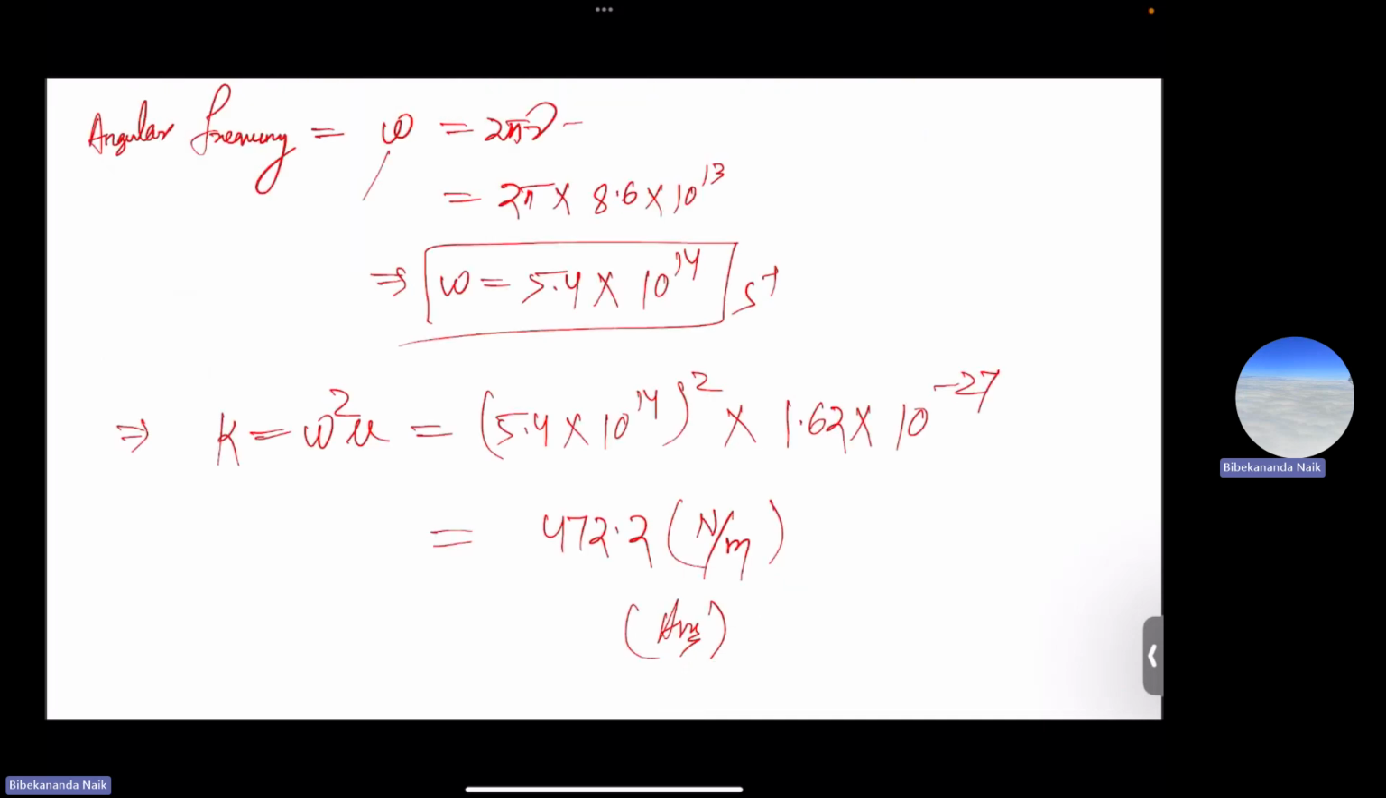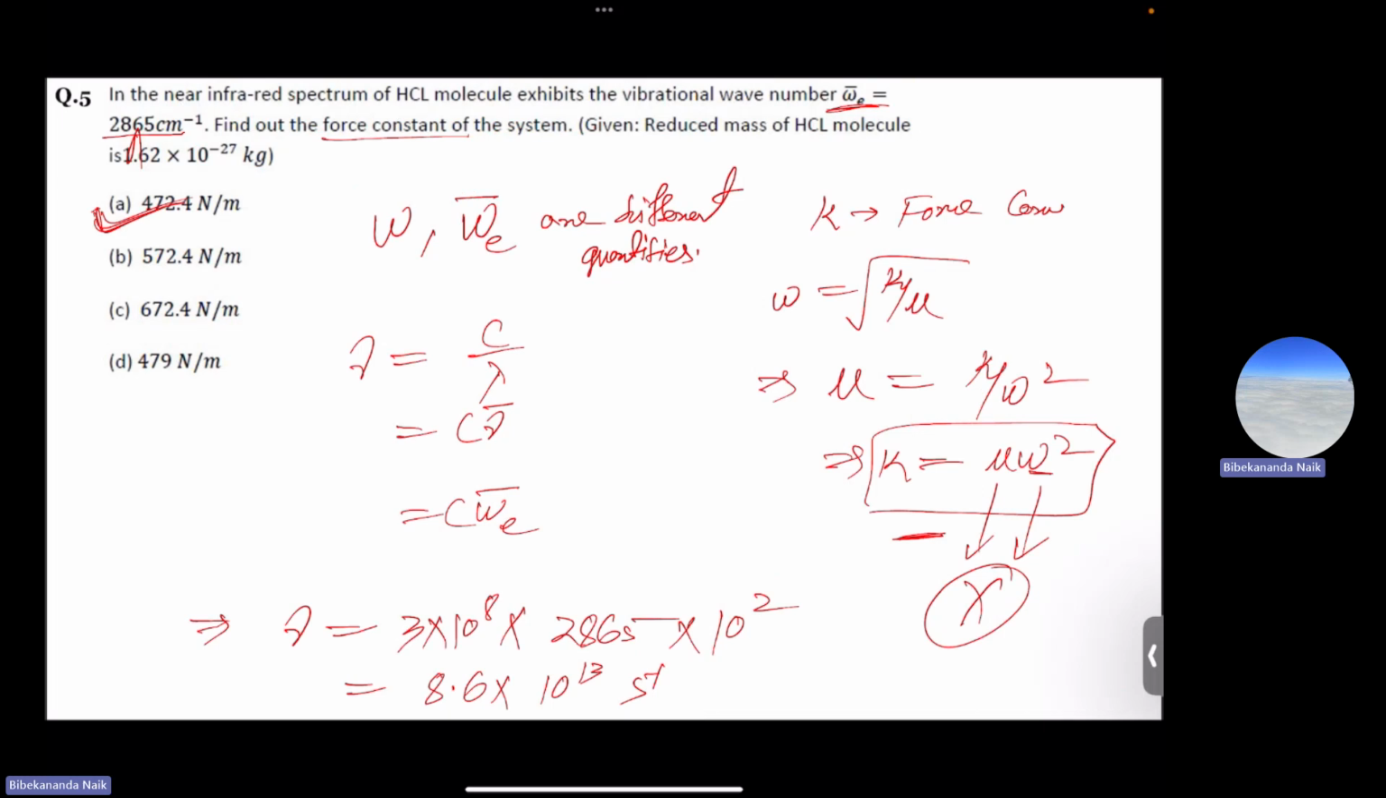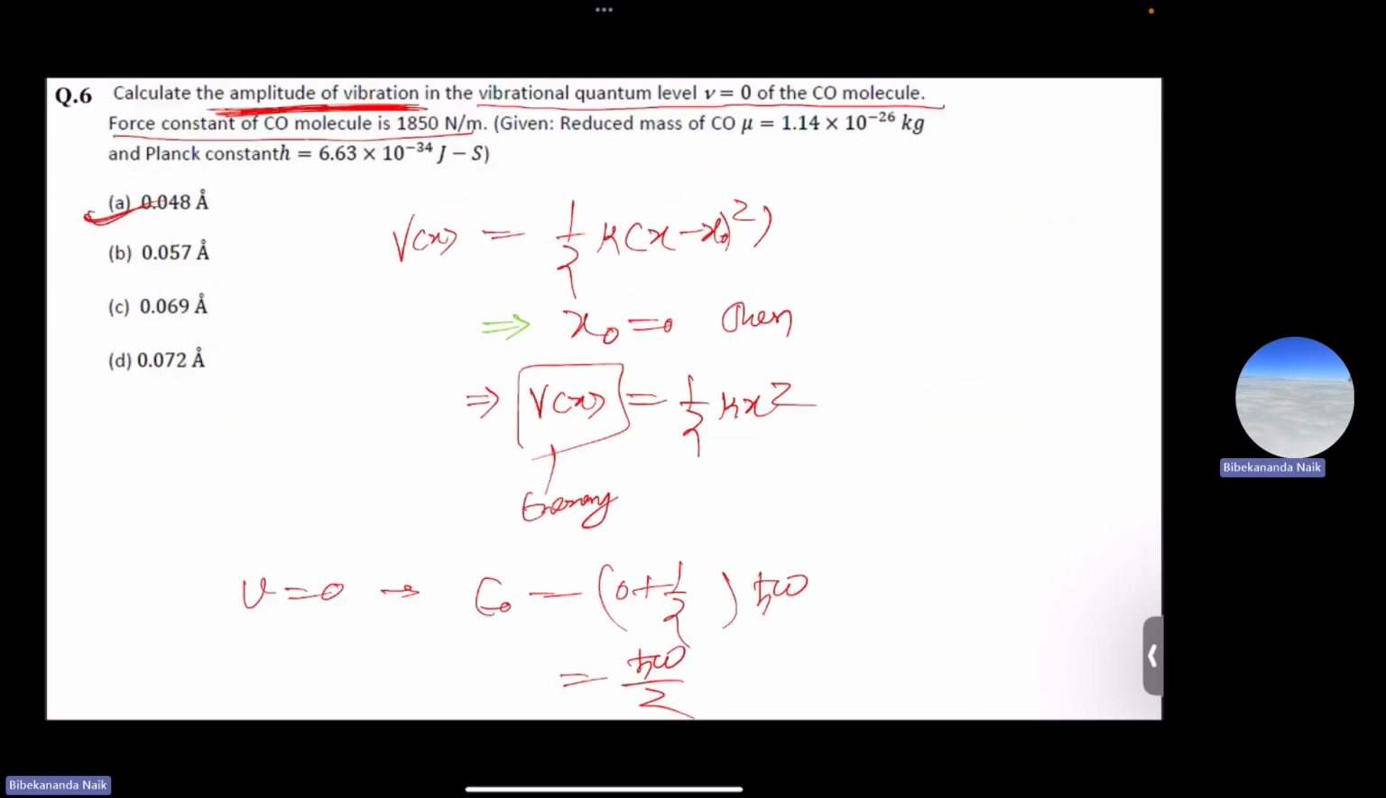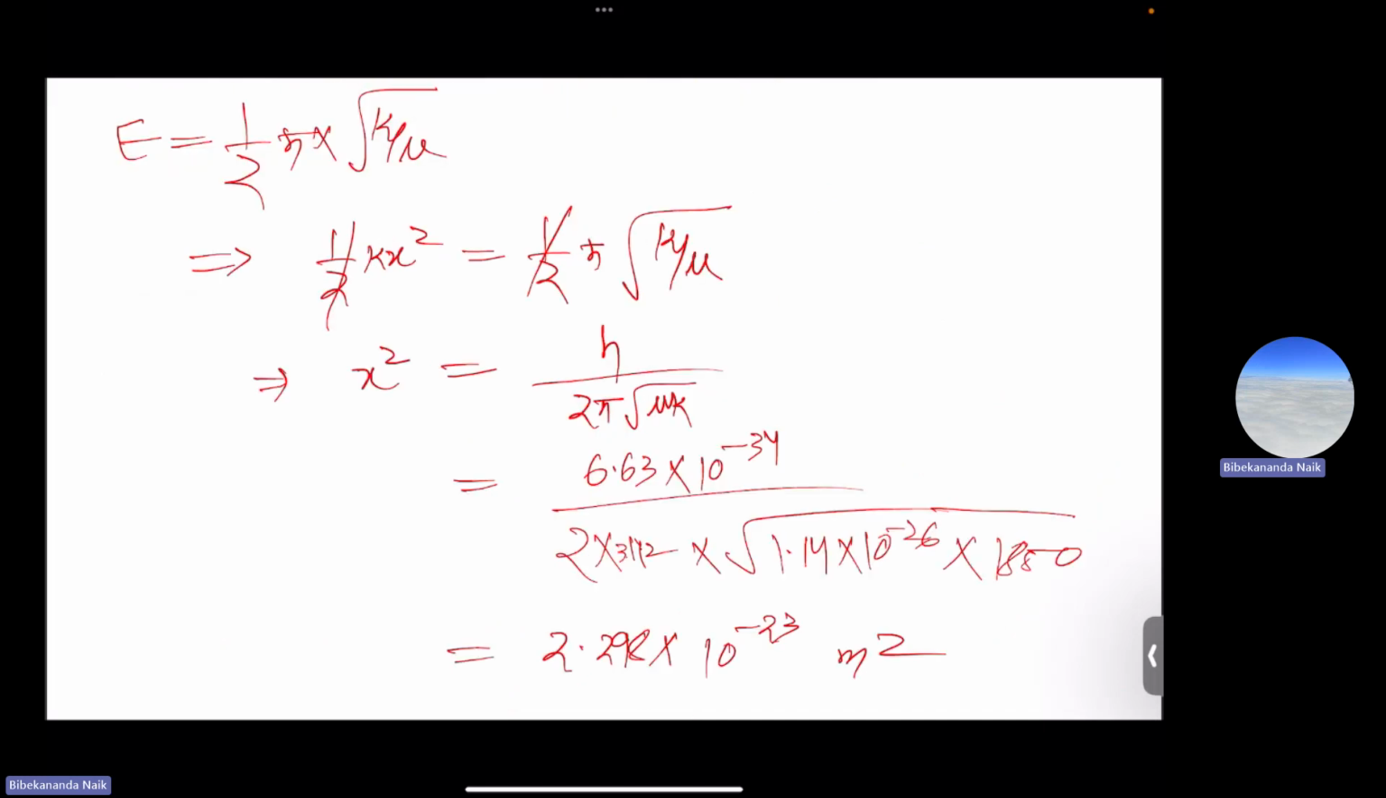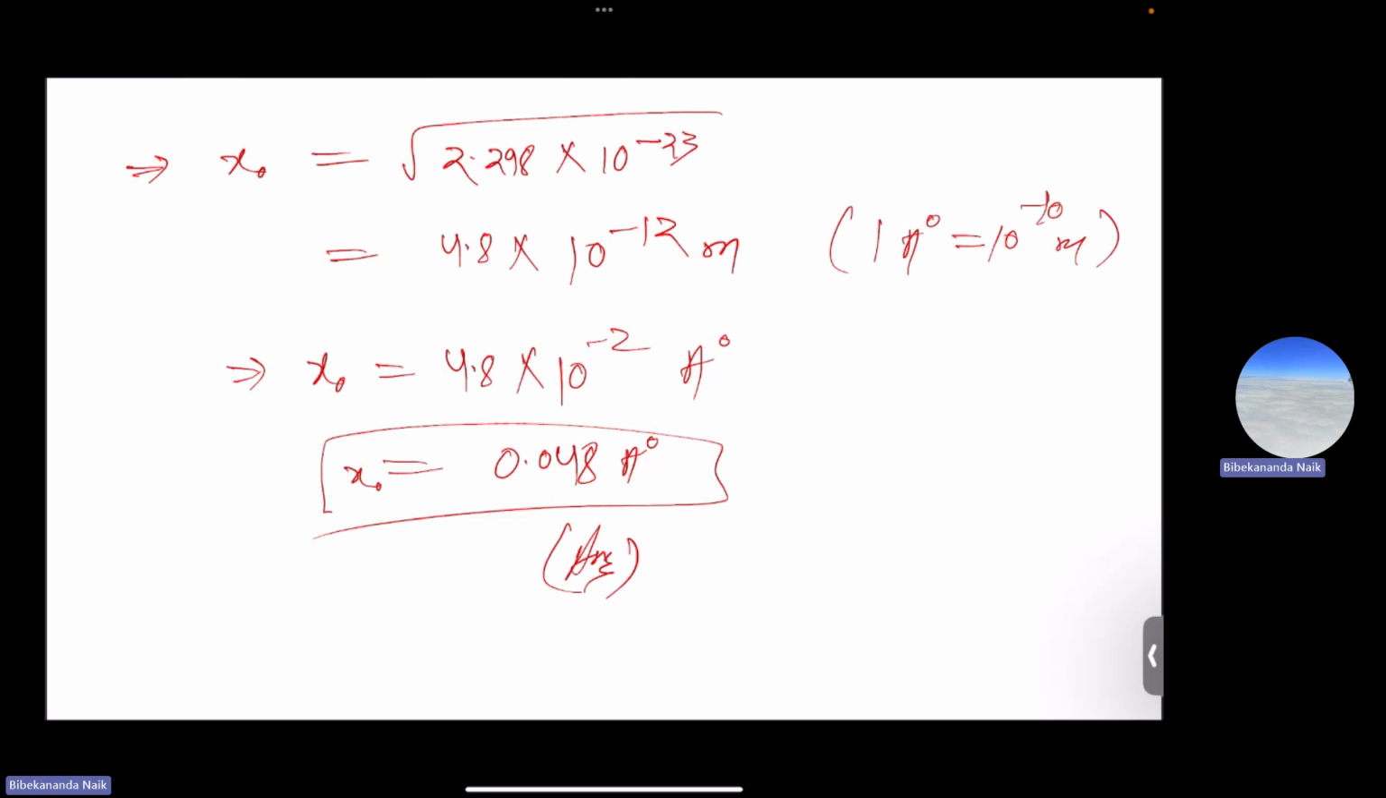So I will calculate now this energy. Like here we are equating the energy equals to kT. So here the energy equals to half kx square. So using that relation, we can calculate: h cross omega by 2 equals half kx square. So from this relation, x square will be h by 2 pi into mu k root over. So if you put all the values, we will find out that the amplitude of vibration is 0.048 angstrom.